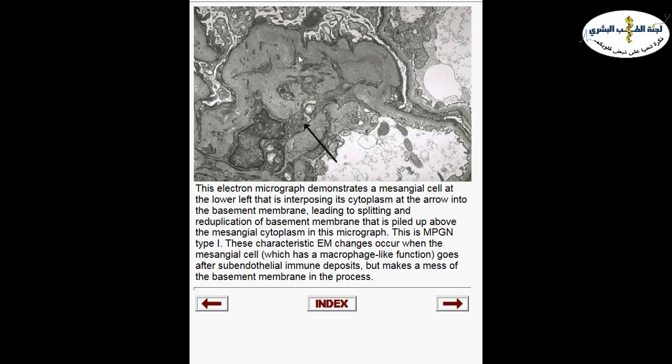So under electron microscopy, we can see the old basement membrane. This is at the bottom. This is the old basement membrane. And here we have splitting. At the site of splitting, we have a mesangial cell. This is the nucleus of the mesangial cell and the cytoplasm of the mesangial cell that initially was part of the splitting of the basement membrane. And here on top, we have a new basement membrane formation. So that's why we have a duplication or double contour appearance or tram track appearance of basement membrane in MPGN type 1.